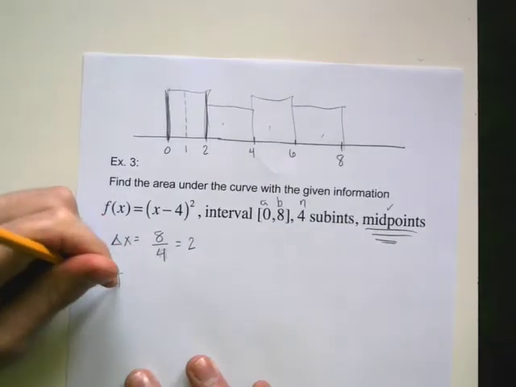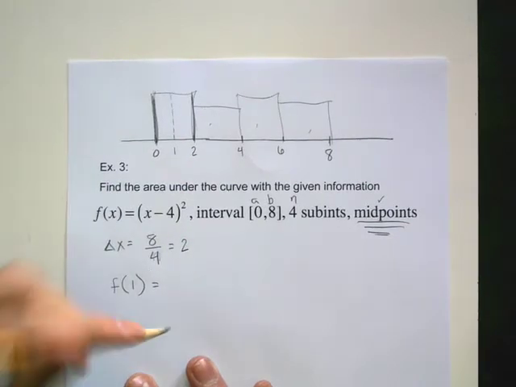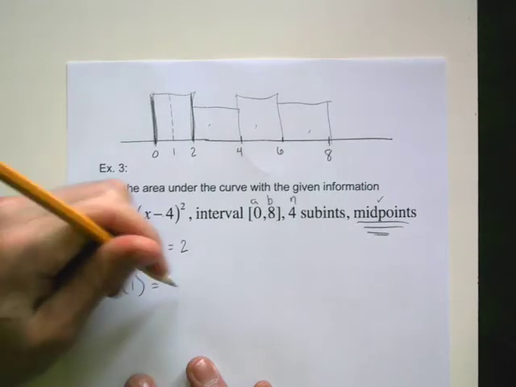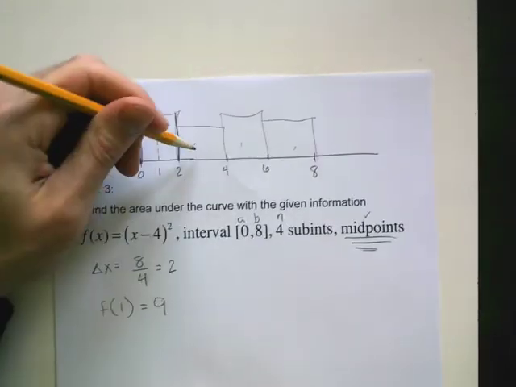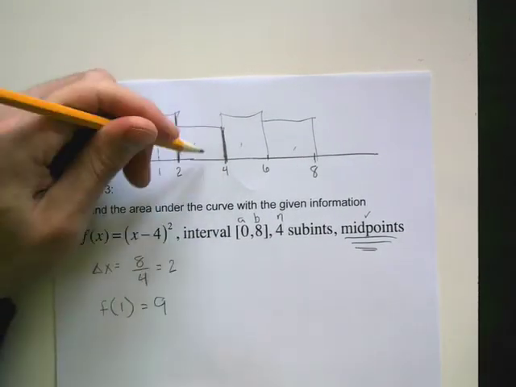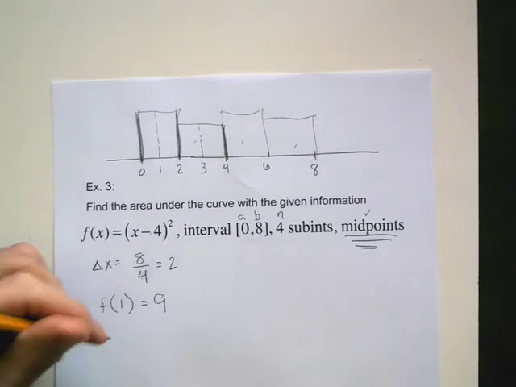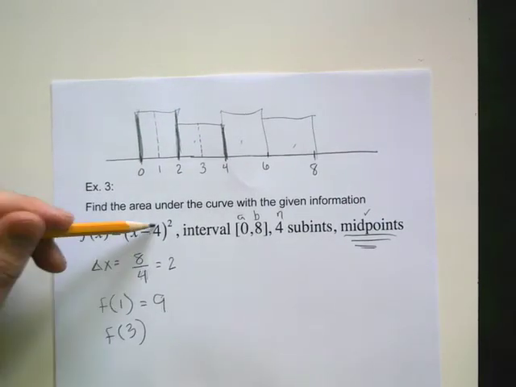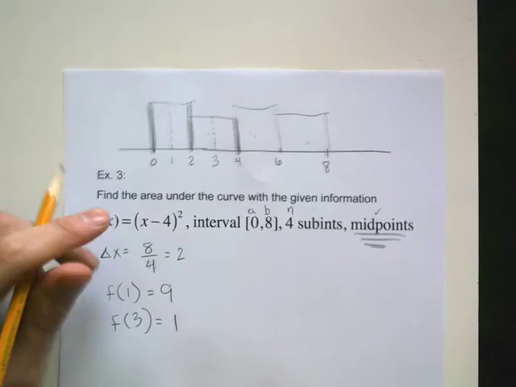So I'm going to say f of 1 is equal to, I'm just plugging it into this formula, 1 minus 4 to the second, which is going to be positive 9. Now I go to my next rectangle. I have a 2 and I have a 4. My left edge and my right edge, I'm not using either one of them. I'm using the midpoint, which is going to be right here, which is 3. So then I'm going to say f of 3, which is 3 minus 4 to the second. 3 minus 4 is negative 1, to the second is positive 1.